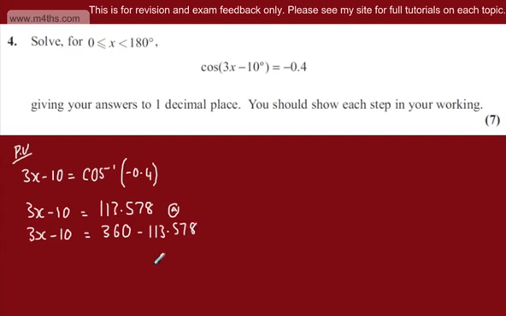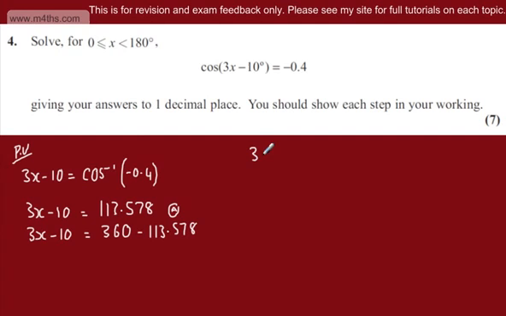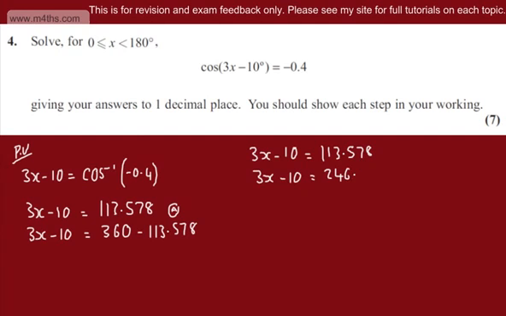So let's consider the next one. We will have 360 minus my answer, which is going to give me 246.42, and I'm going to call that B. So shift store B. Okay, so let's go ahead and write these out. 3x minus 10 will be equal to 113.578. Then 3x minus 10 will be equal to this value right here, which is stored in the calculator, of 246.4218, and so on. So this is A, and this one is going to be B.